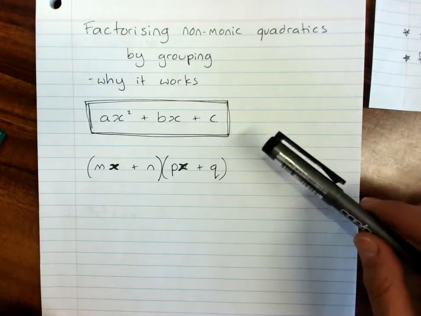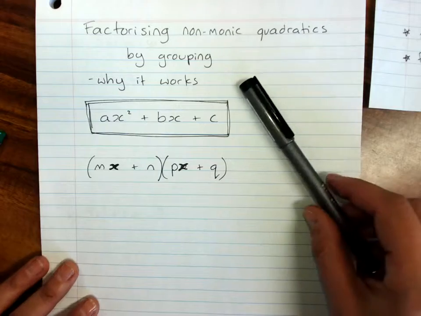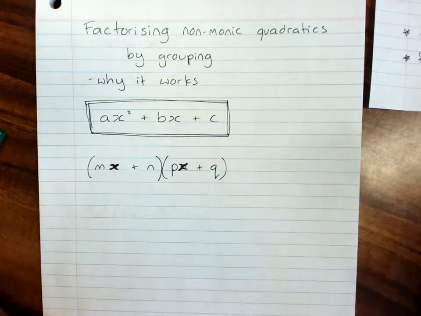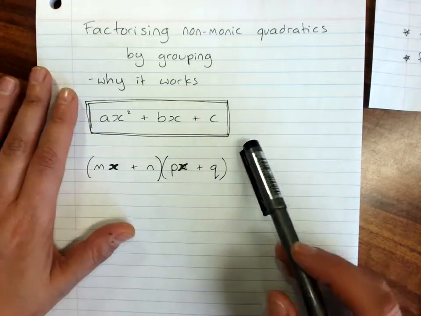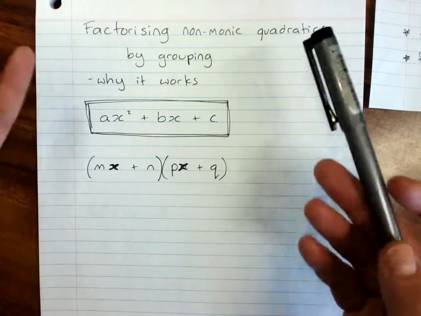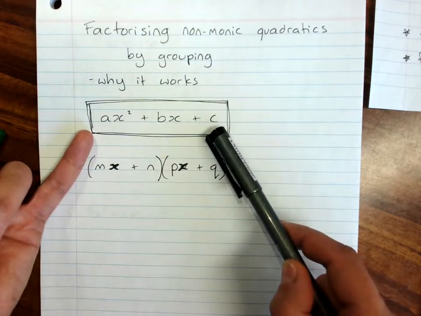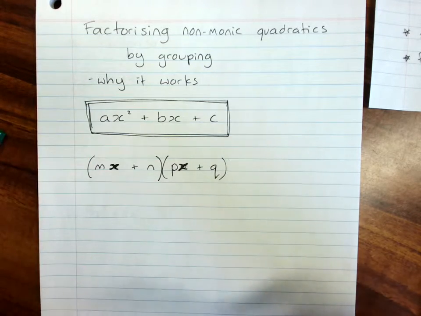This will go through why it works. I won't revise the grouping method separately, so if you are struggling with that later, you'd have to check out another video, but I will do both of these by grouping. You should be all right. Non-monic quadratics are in the form ax squared plus bx plus c, where a, b and c are numbers and a is not 1 or 0.